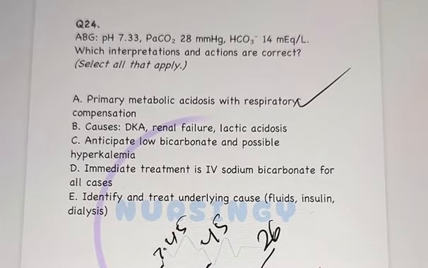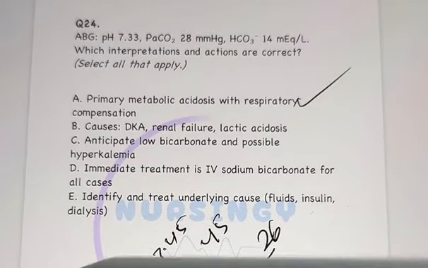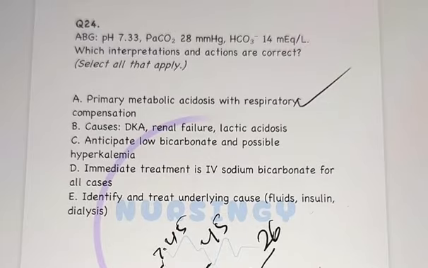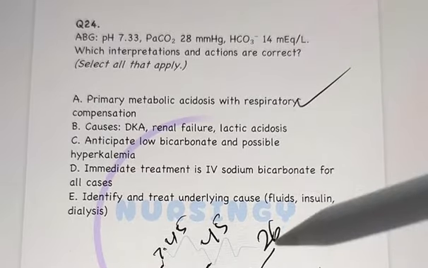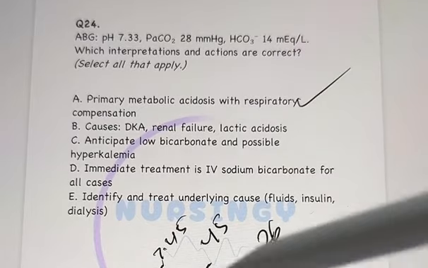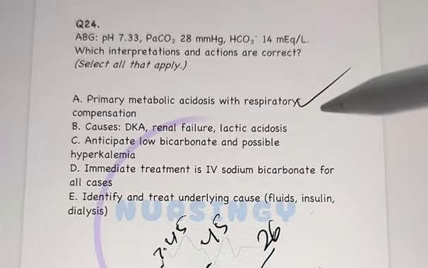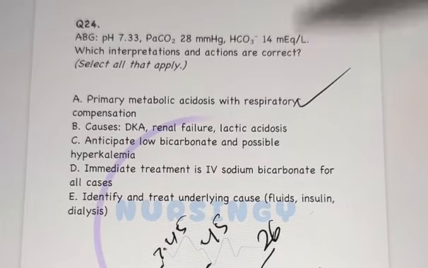All three are out of range. If only two are out of range, then it is uncompensated. For example, if PaCO2 is normal, like 36, then it is uncompensated. Now it is partially compensated with respiratory. So A is correct.